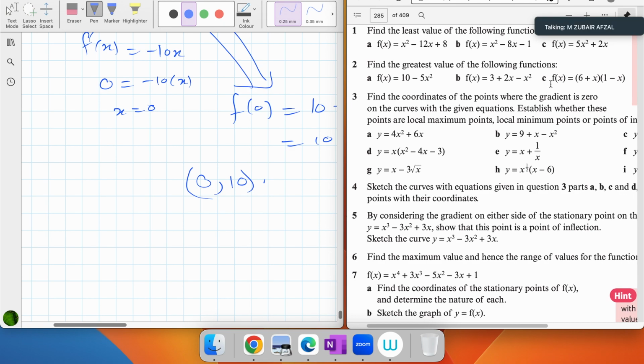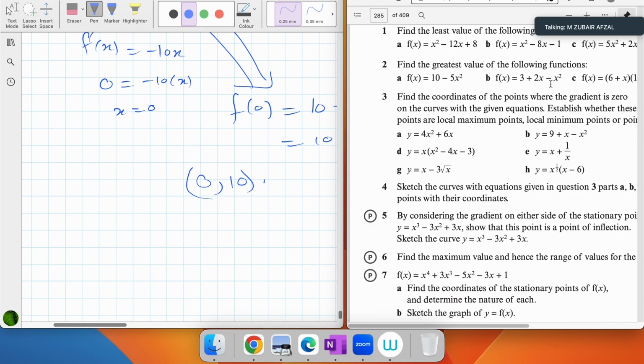Question 3 says find the coordinates of the point where the gradient is 0 on the curves with the given equations, and establish whether these points are local maximum points or local minimum points. Okay, what are local maxima and minima?